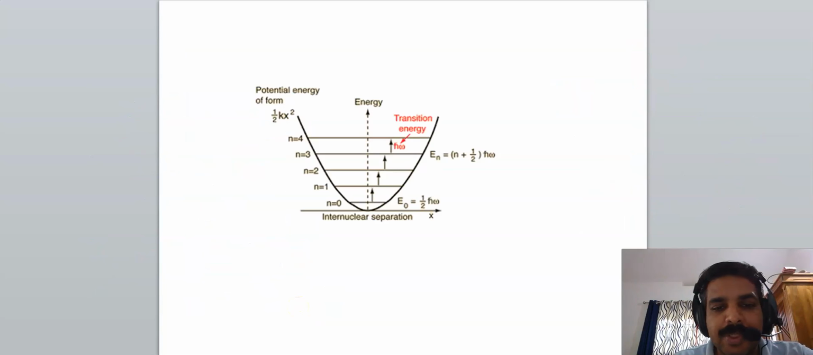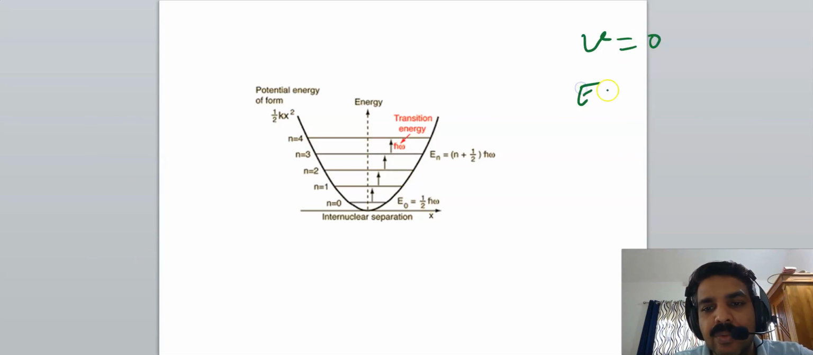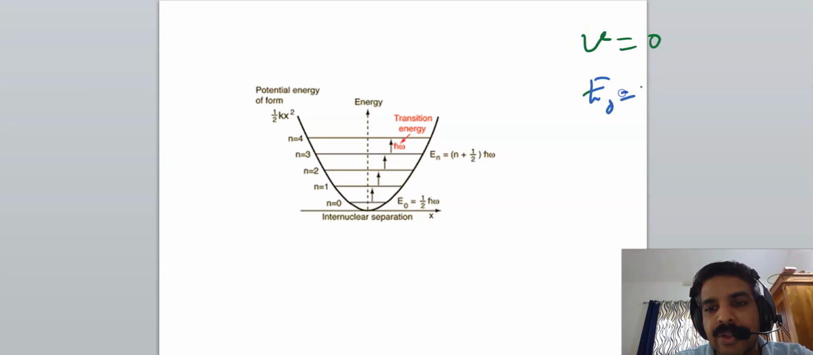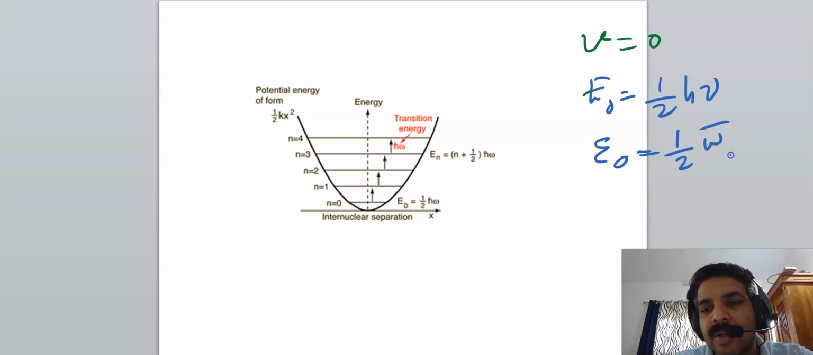Okay, so this will be the energy diagram. In the case of V equal to 0, the energy epsilon 0 in joules is equal to half h nu. And epsilon 0 in terms of wave number is equal to half omega bar oscillation. That means even in the 0 state, the energy is not 0. The molecule cannot be at rest. Even at absolute 0, the molecule is vibrating.